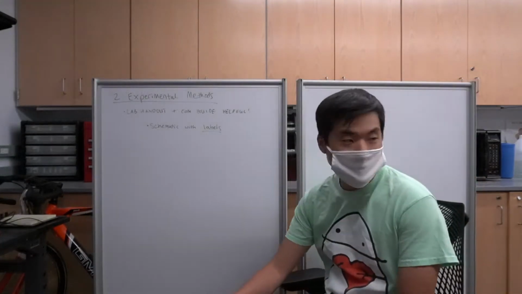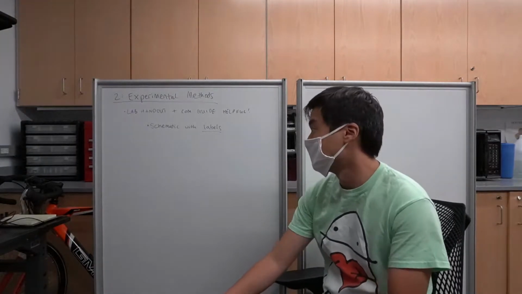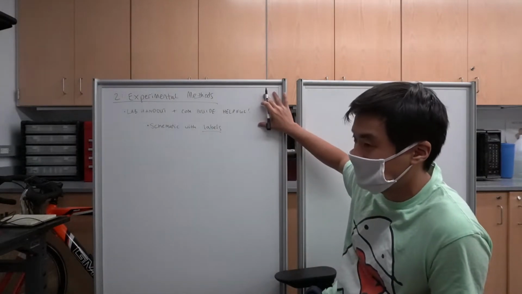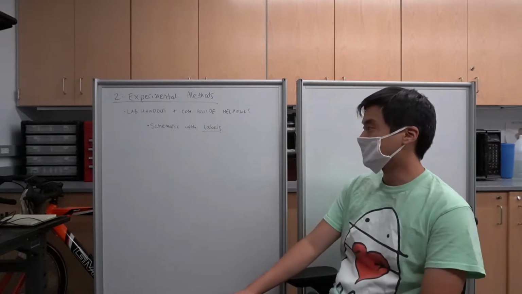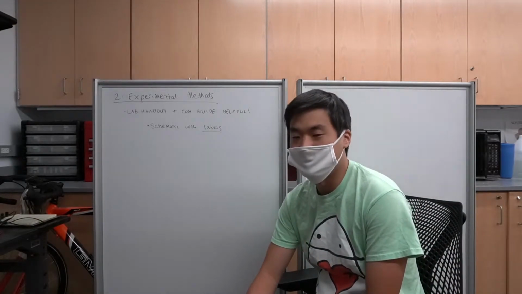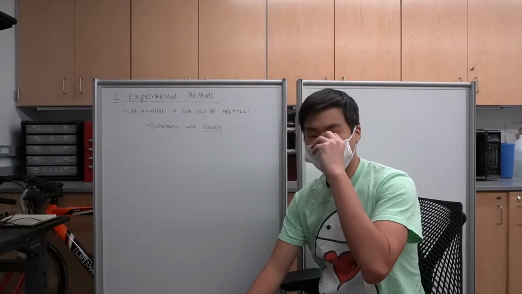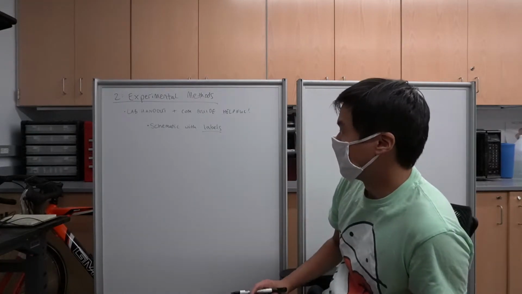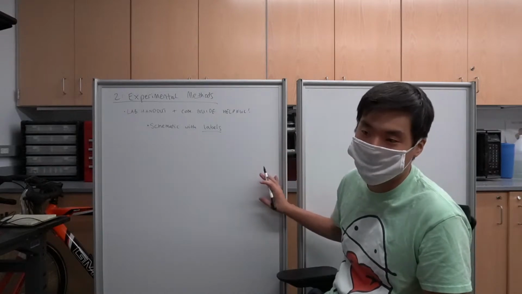Okay, so after you're done with the summary section, you're going to want to do your experimental method section. In this section, we're going to talk about essentially how you measured your data and how you calculated everything that goes in your lab report. So let's start off with how you actually measured your data.